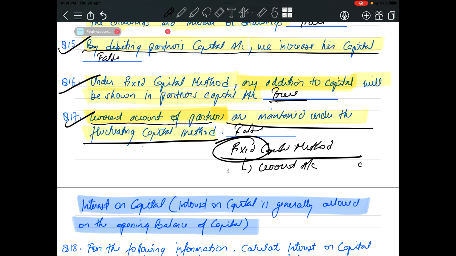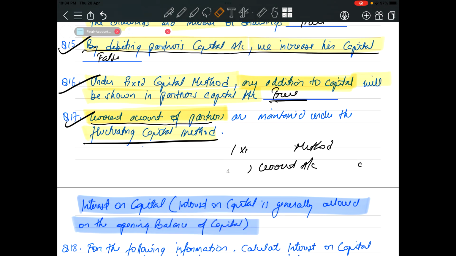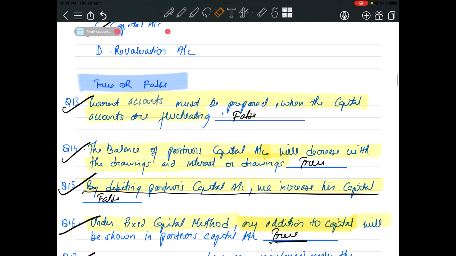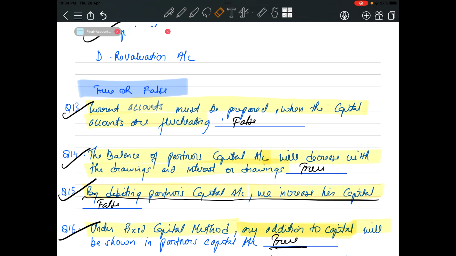I hope this is clear to you. So you just take the screenshot. Sorry, wait, that was the question. You just take the screenshot of these four questions first, 13, 14, 15 and 16.